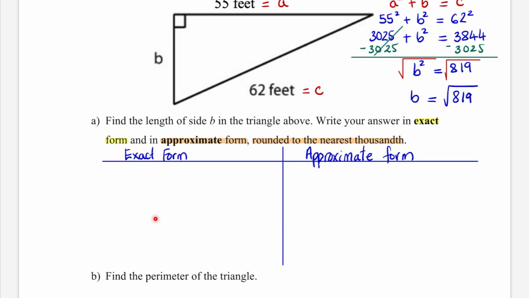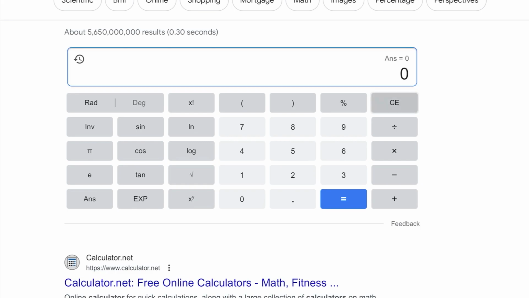So let's start off with the exact form. B equals square root of 819. So if I use my calculator, I'll take square root of 819. This is not a whole number. That means no matter how many digits I carry, this will never be exact. Okay, so 819 is not a perfect square. The square root of 819 will not give me any whole number. So I need to break it up.